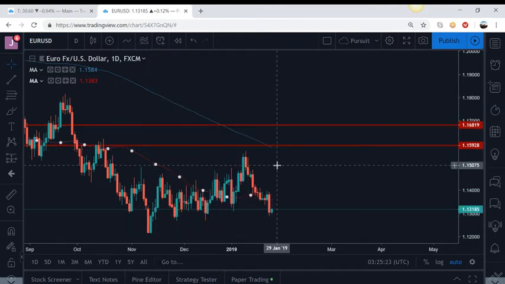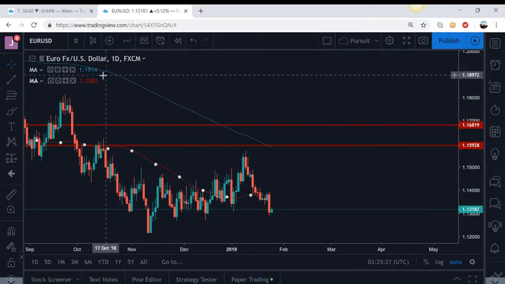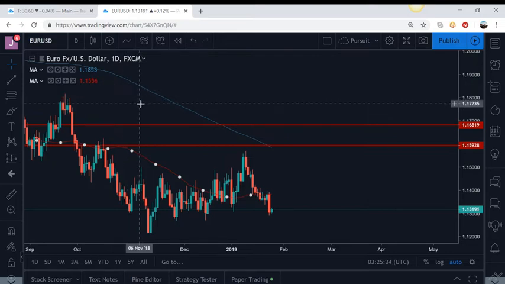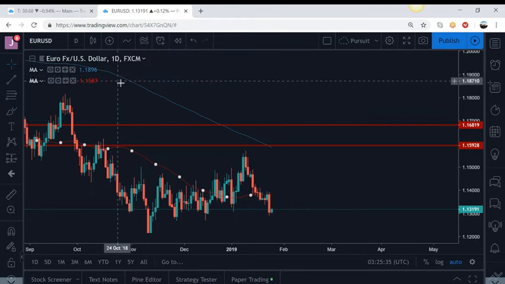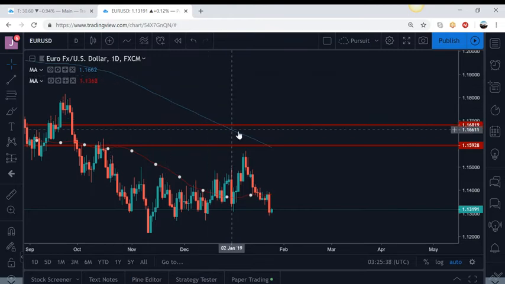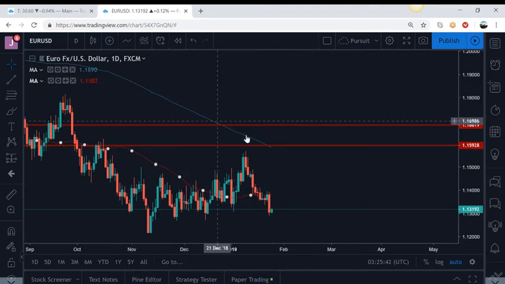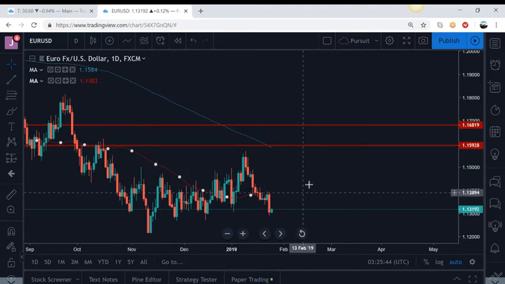All right, so we got the 200 and the 50. This is a daily chart. I'm not trying to be facetious, okay? But check this out. This is telling me that the direction of this market is down. That's with the angle of the 200.